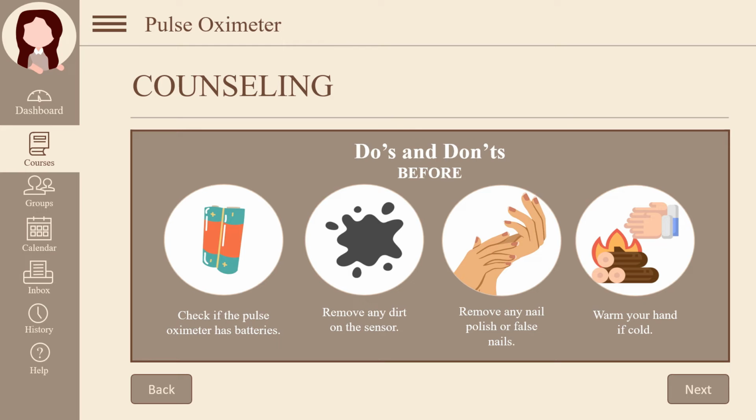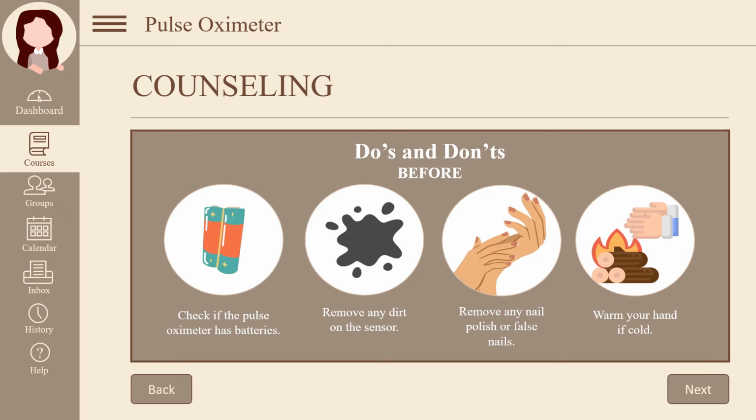For the counseling, there are a few things to remember when using the pulse oximeter, especially if the patient is monitoring oxygen levels at home. Here are the important do's and don'ts before, during, and after using the device, and important reminders that must always be taken into consideration if measuring from the finger.